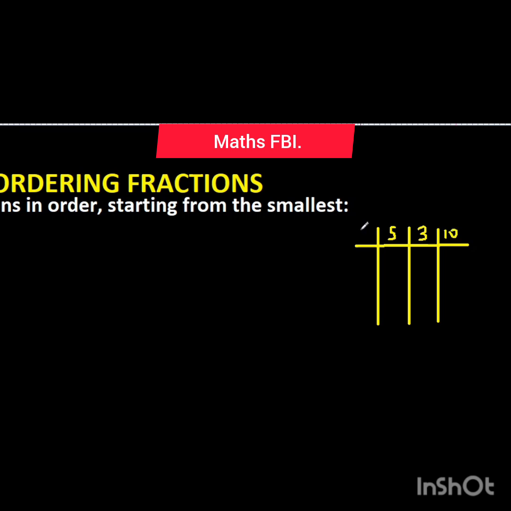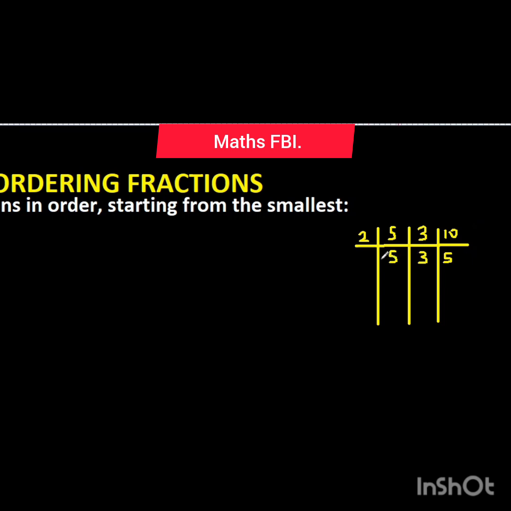So let's use 2 as the prime number here. 2 in 5. 2 is not a factor of 5, so bring down 5. 2 is not a factor of 3, so bring down 3. So 2 in 10 is 5, and we're done with that.